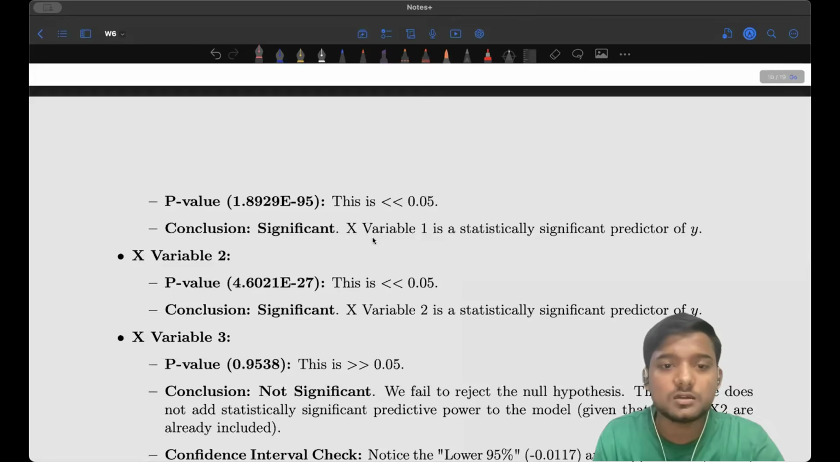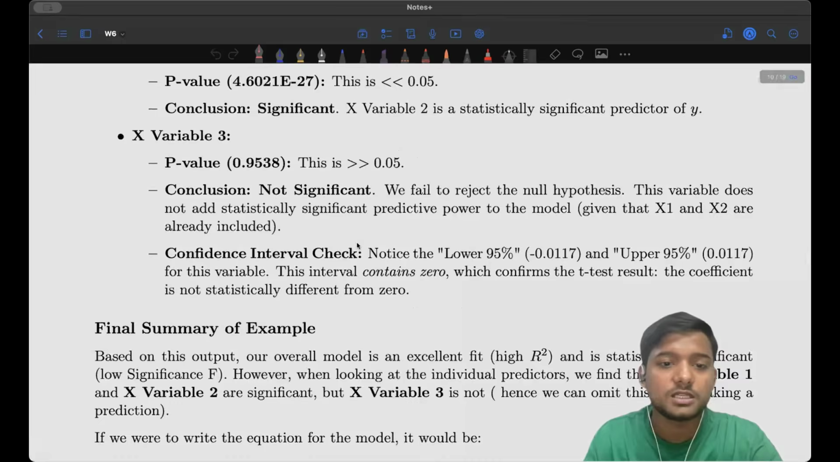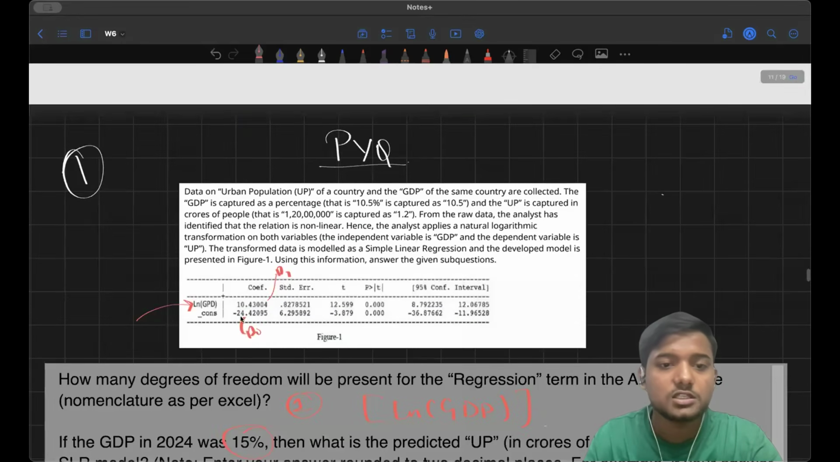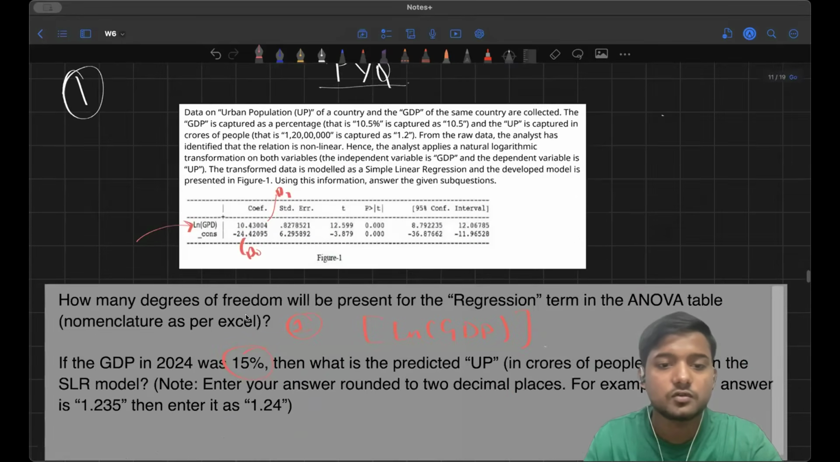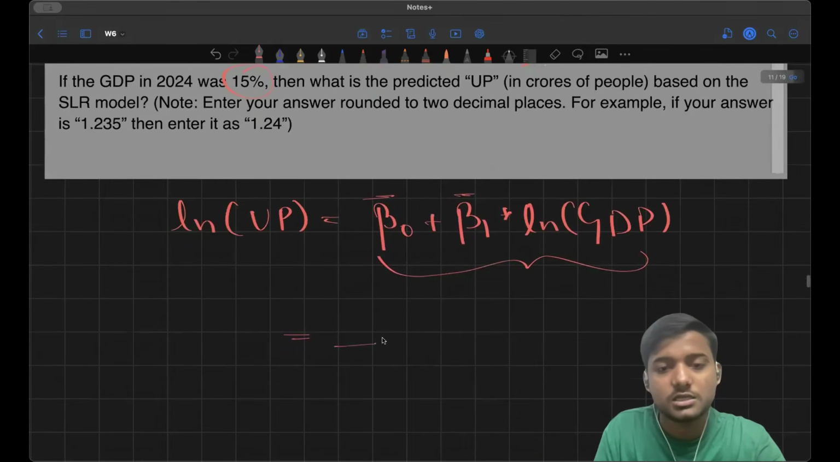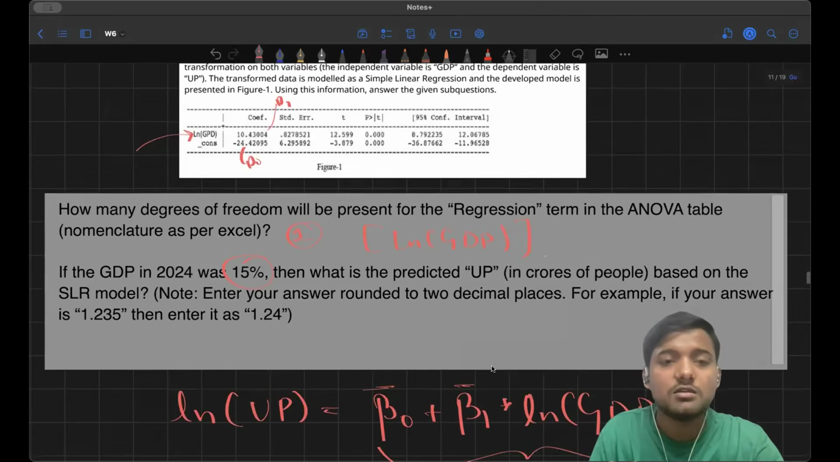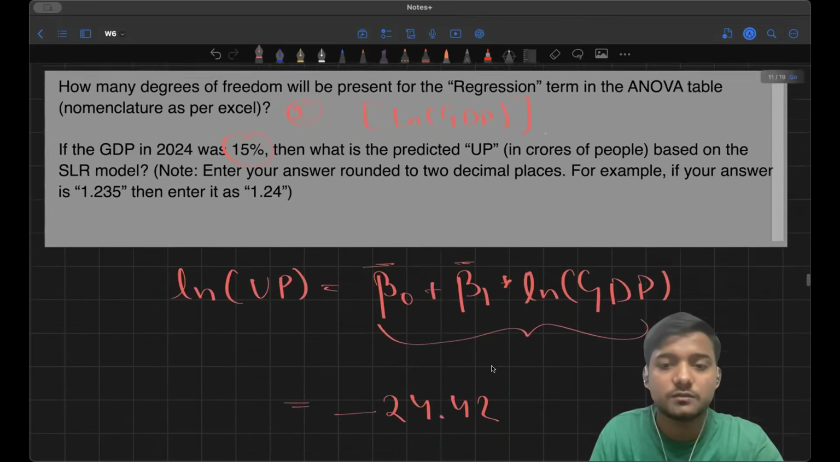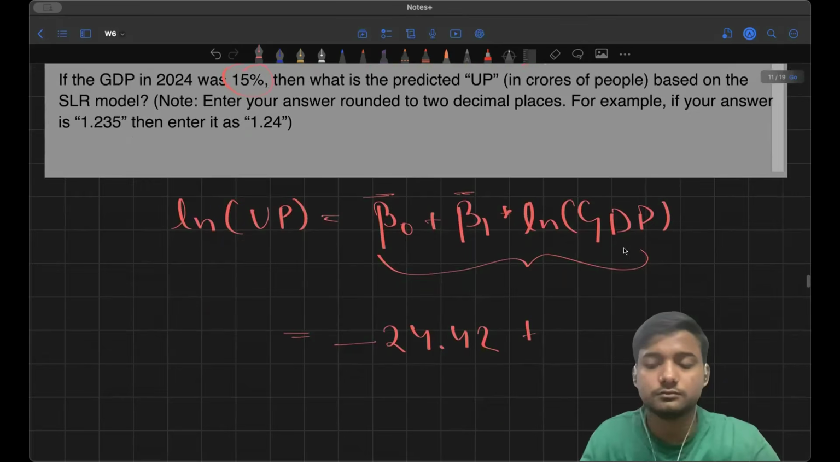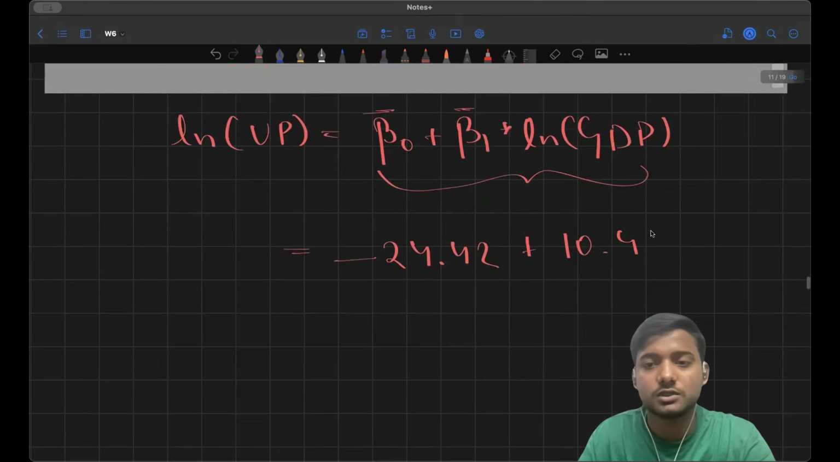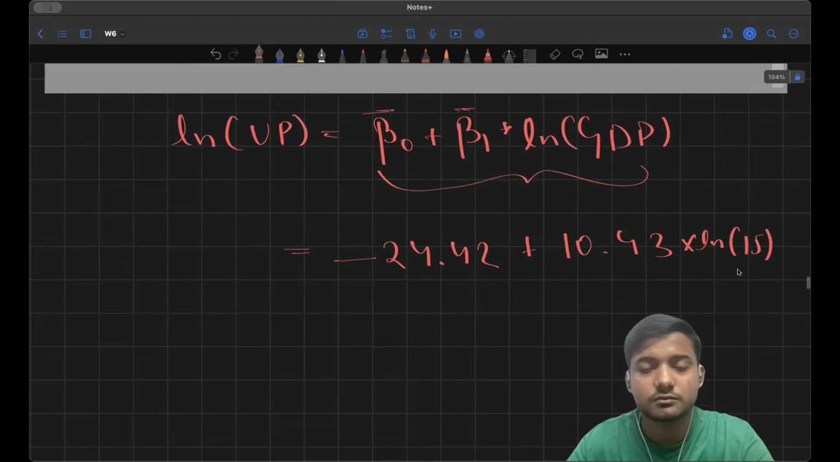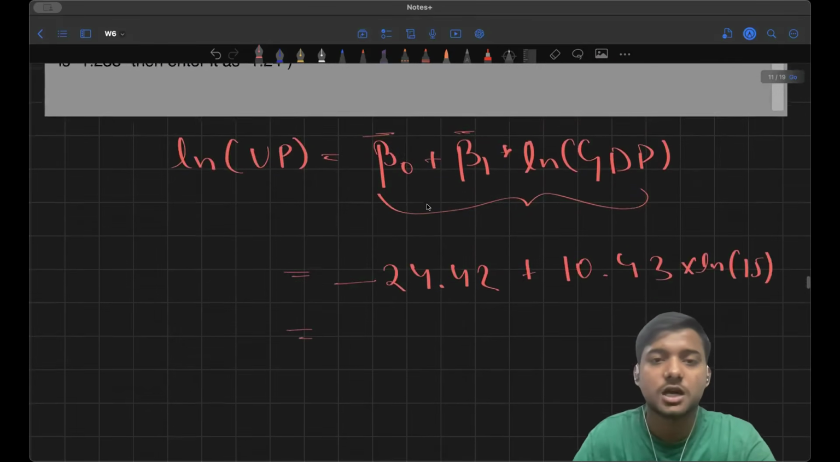So what was my beta naught? If I look at my table, beta naught was minus 24.42. So I will write minus 24.42. This is my beta naught. Then beta 1 is 10.43. So I have plus 10.43. Okay, this is my beta 1. This into log of 50. Okay, this is going to give me my ln of UP.